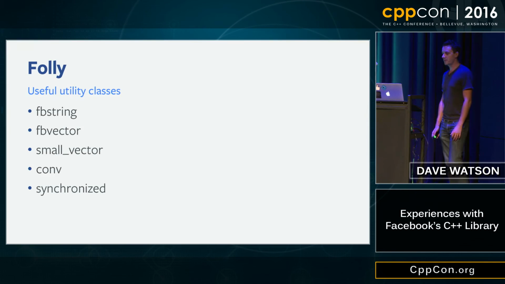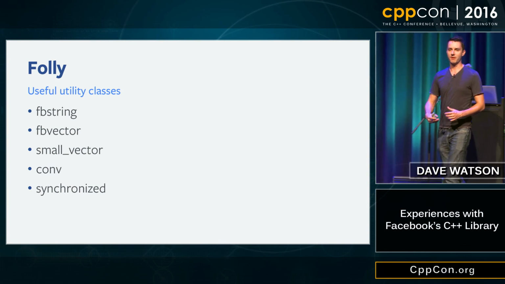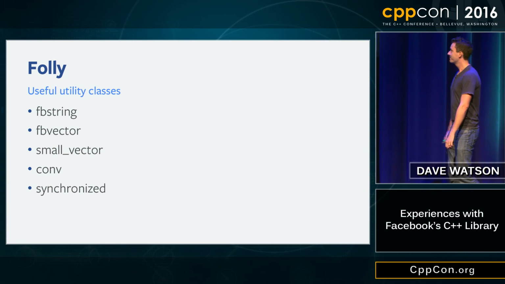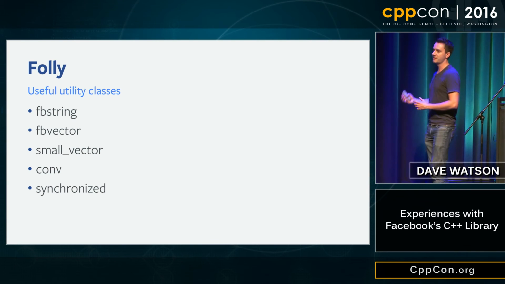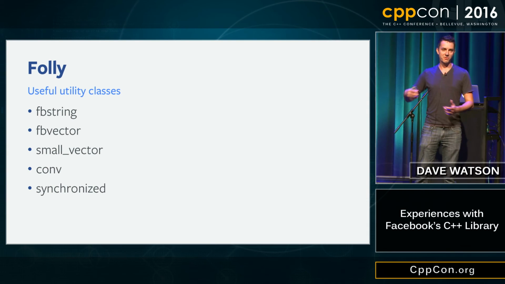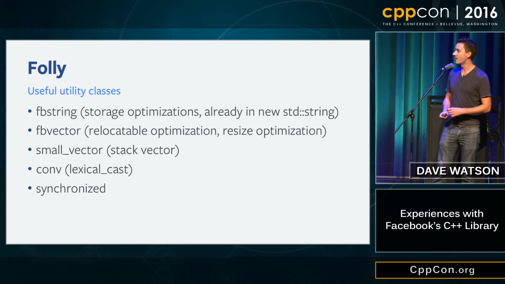So let's talk about a bunch of the different pieces. You've probably seen some of these already at other CPP talks. FBString, there was an excellent talk yesterday. Really, it is optimization on the standard string that we'll talk a little bit about. FBVector, small vector, also had another talk. I believe that one was yesterday. Conversion utility and some synchronized locking.